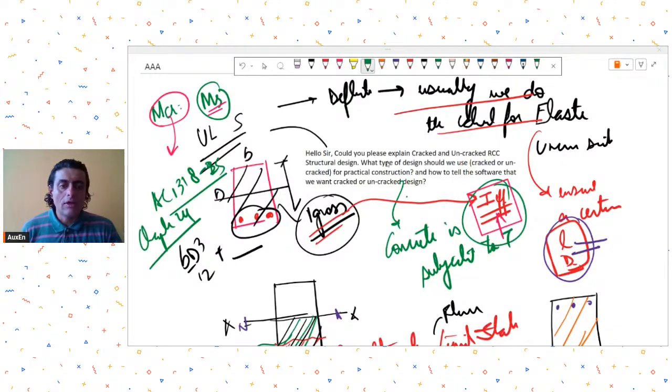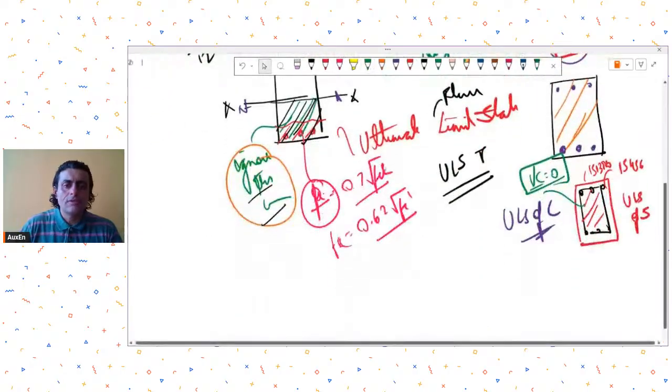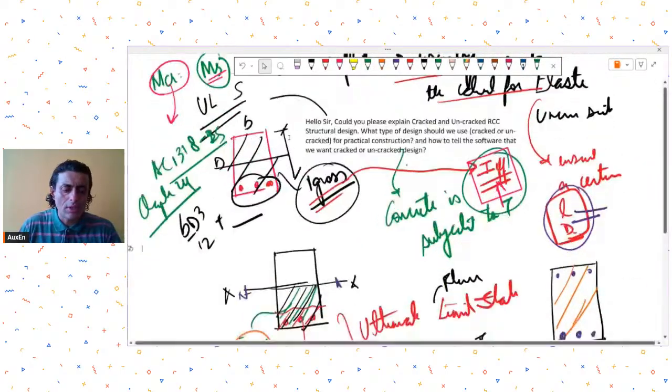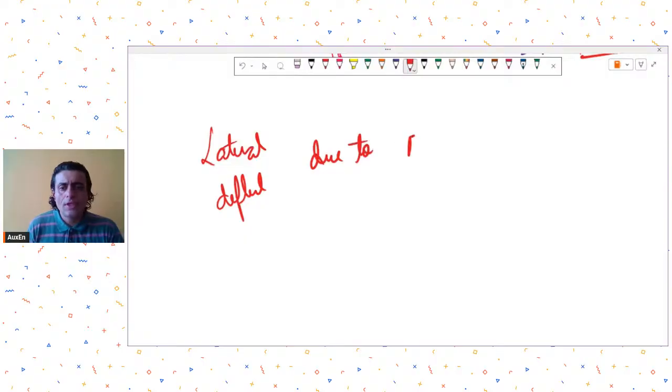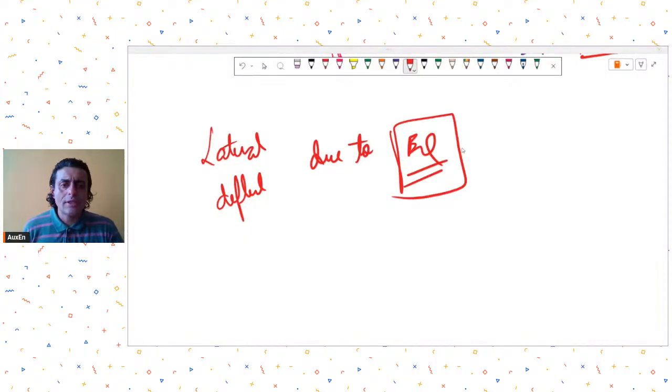Okay, yeah. Now, I was talking about the vertical deflection. If you have to consider the lateral deformations of your structure, mainly lateral deflection due to EQ effects, then how do you consider the effect of cracking in your sections? Can someone tell me how you consider the effect of cracking if you want to calculate lateral deflection or lateral drifts, let's say, when subjected to EQ forces?